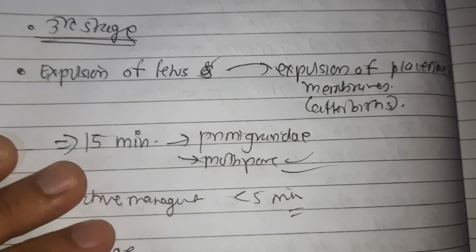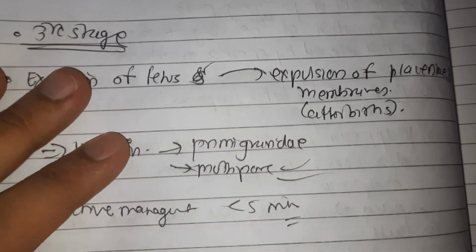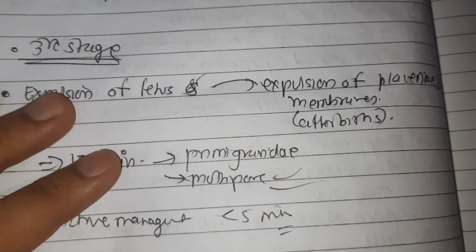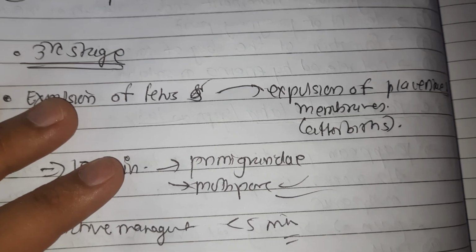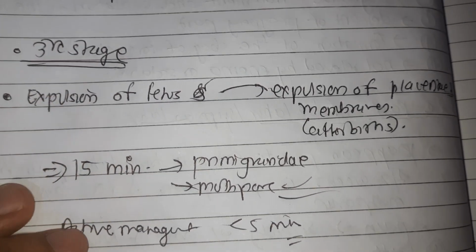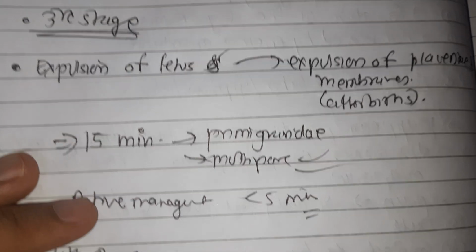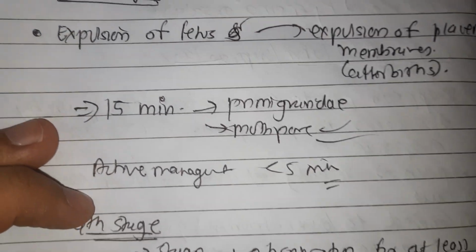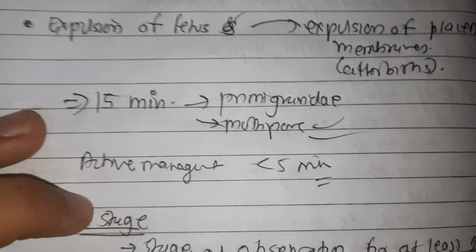The third stage of labor begins after the expulsion of the fetus and ends with the expulsion of the placenta and the membranes after birth. It is also known as afterbirth, and it is 15 minutes in both primary gravida as well as multipara, and the duration is however reduced to 5 minutes in active management.